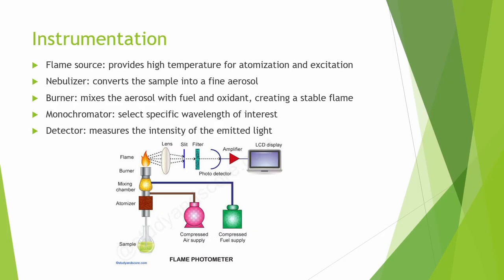As you can see from this diagram, the flame photometer consists of a burner, mixing chamber, atomizer, and a compressed air supply, then compressed fuel supply, also lens, lid, filter, photodetector, amplifier, and LCD displays, etc. Each of these components plays a vital role in the accurate measurement of elemental concentration.